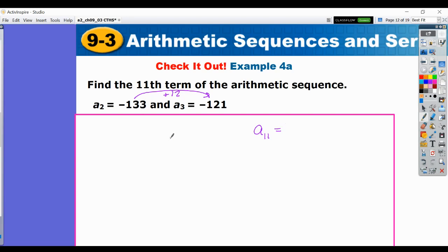All right, let's just use this. What if I started with the second term, with negative 133? Then how many times am I going to need to add the common difference? Well, if I'm looking for the 11th term and I started on the second term, then I would do 11 minus 2 instead of 11 minus 1 because I already did part of that. And that is all you have to do for this problem. So negative 133 plus 9 times 12. The 11th term would be negative 25.